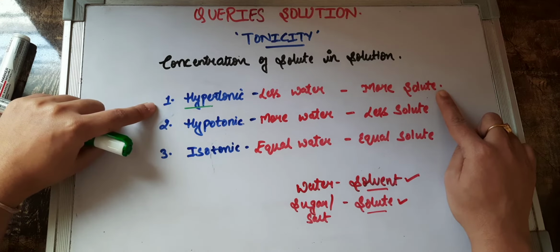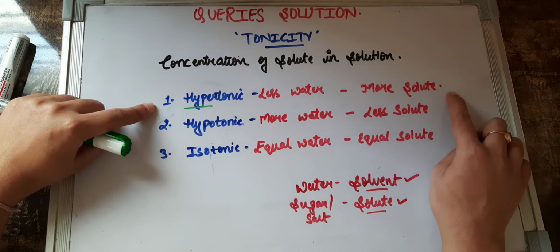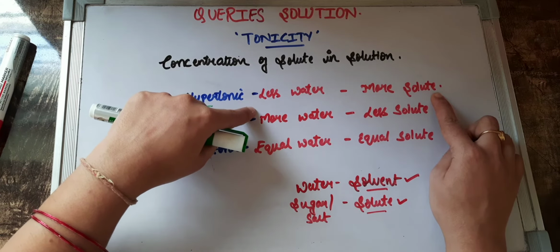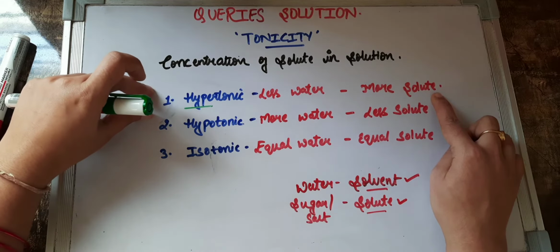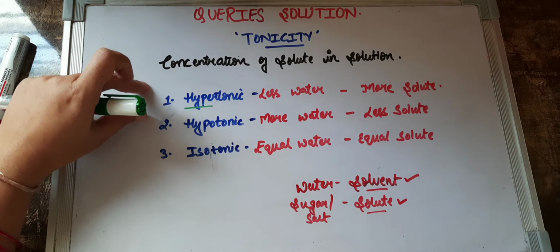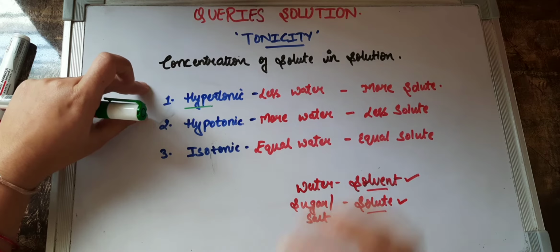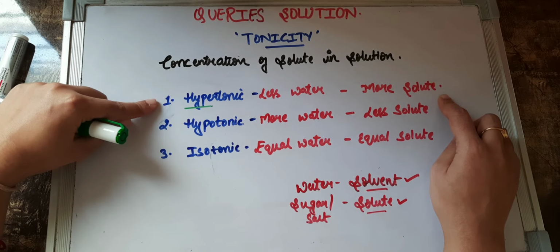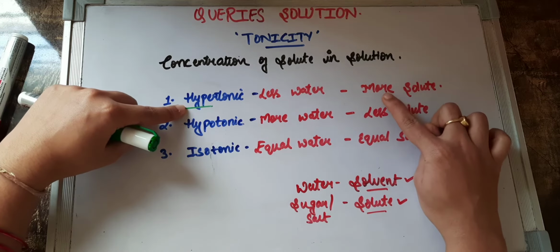So those solutions which have a higher concentration of solutes but a lesser concentration of the solvent, that is water over here, such a solution is known as a hypertonic solution. Do remember these two things. Especially one thing you should focus on: in a hypertonic solution, what is the concentration of solute? In hyper, the solute is more.